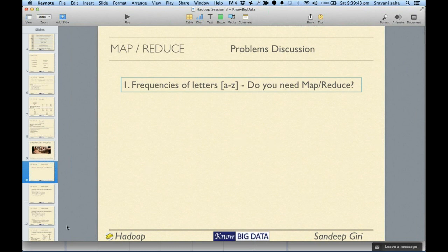What will be the output of your mapper? The mapper you are going to write to compute the frequencies. If you have to do the frequency computation of all the letters, what code should your mapper have?